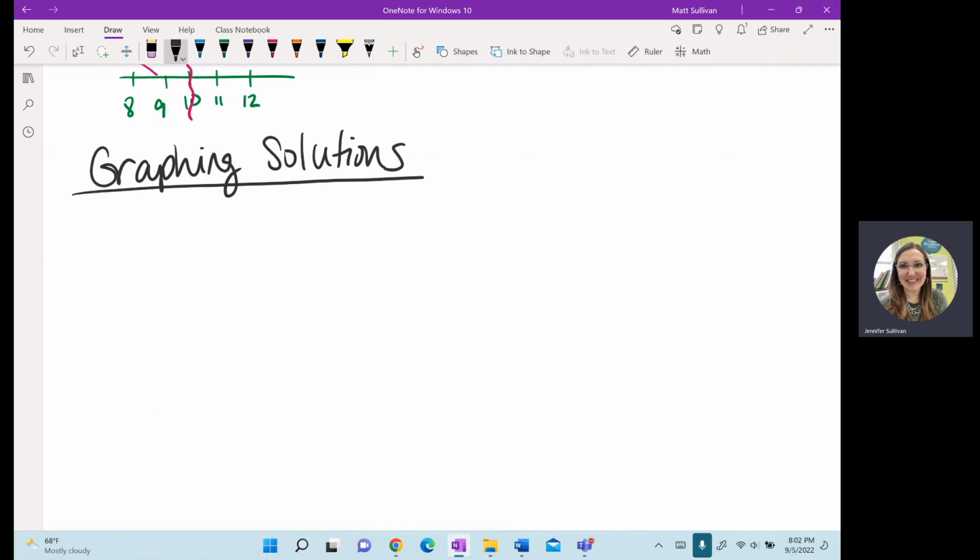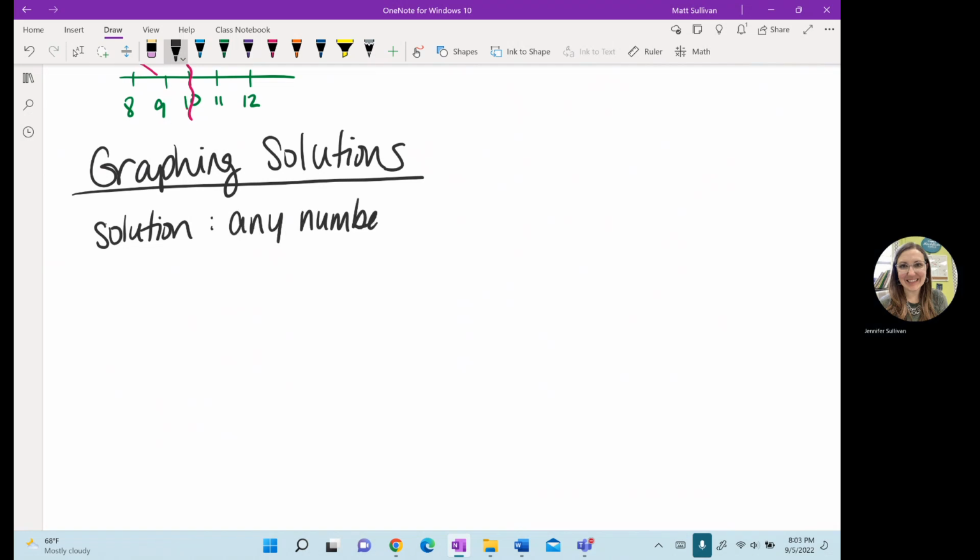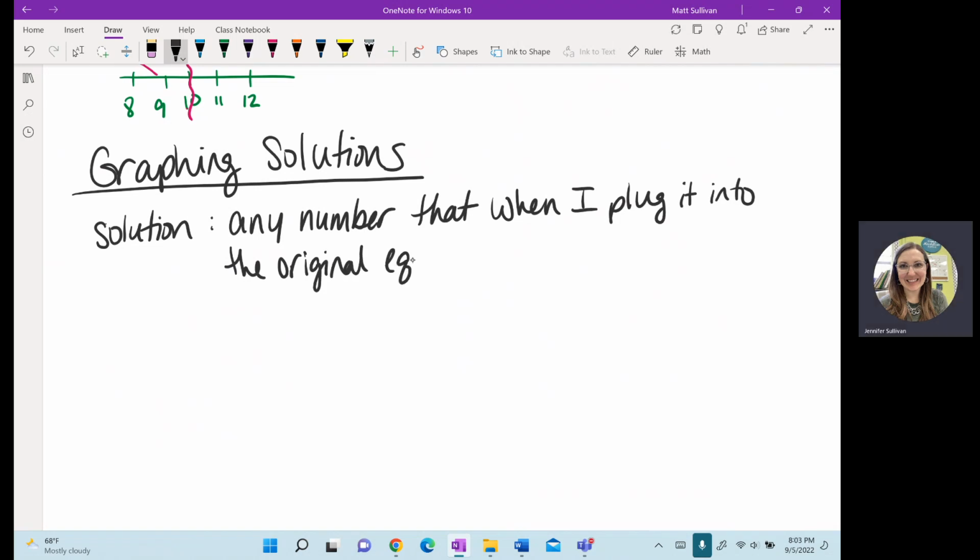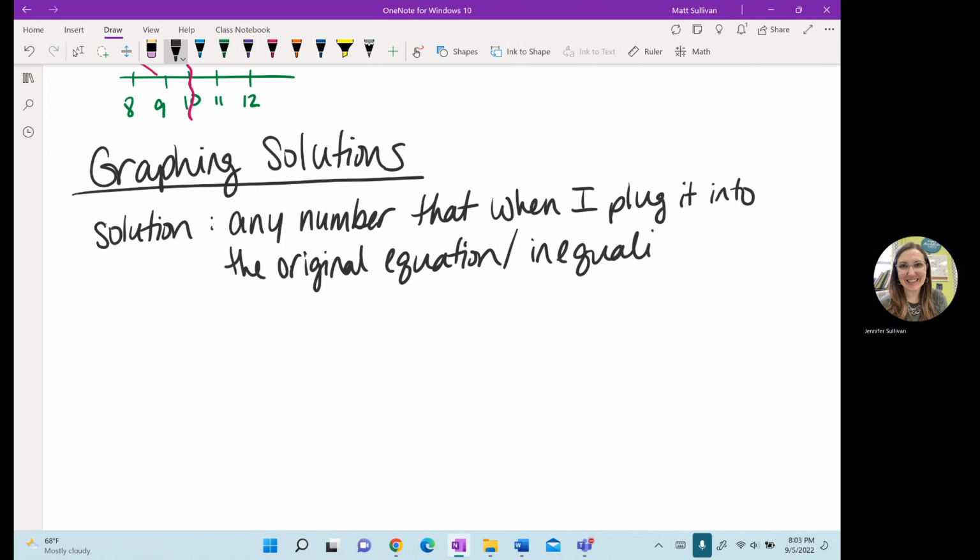Okay, so a couple of things to remember. Let's just talk about our vocab words again. When I'm talking about a solution, again, it is any number that, when I plug it into the original equation or inequality, I would normally only say equation, but now we have to throw the word inequality in there. Any number that when I plug it into the original inequality gives me a true statement.